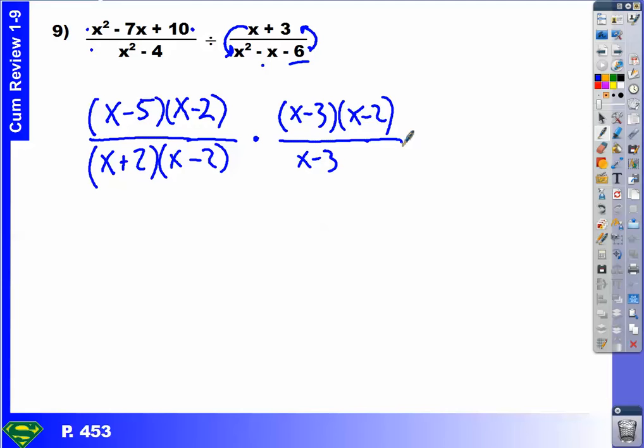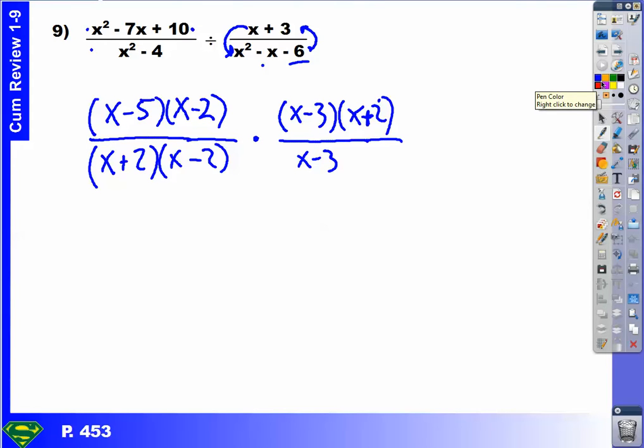So now it's time to reduce things. Oh, sorry, x plus 2, because negative 3 times positive 2 is negative 6, and negative 3 plus 2 is negative 1. So we're now going to reduce things.